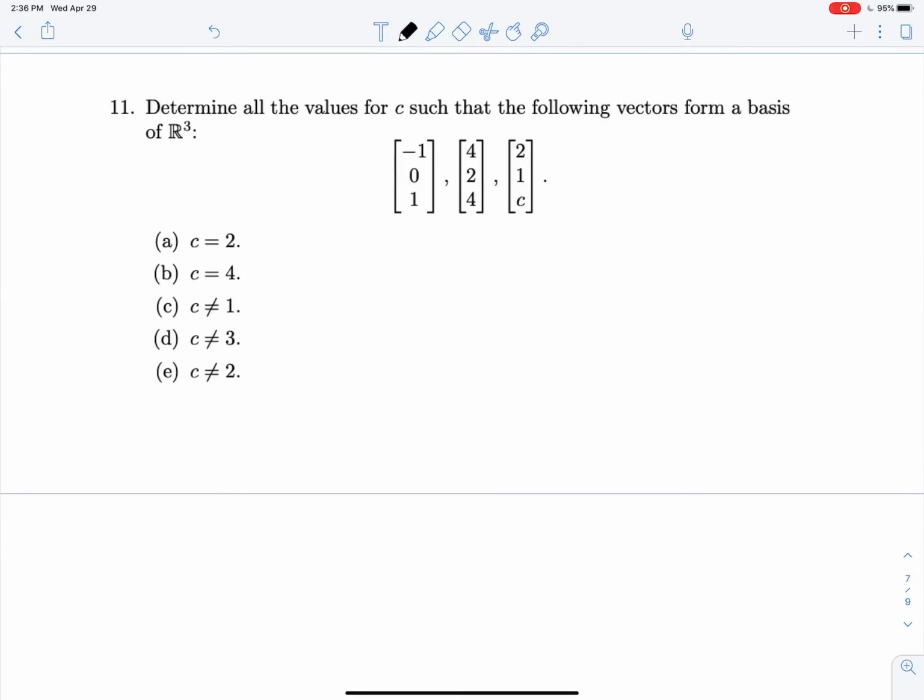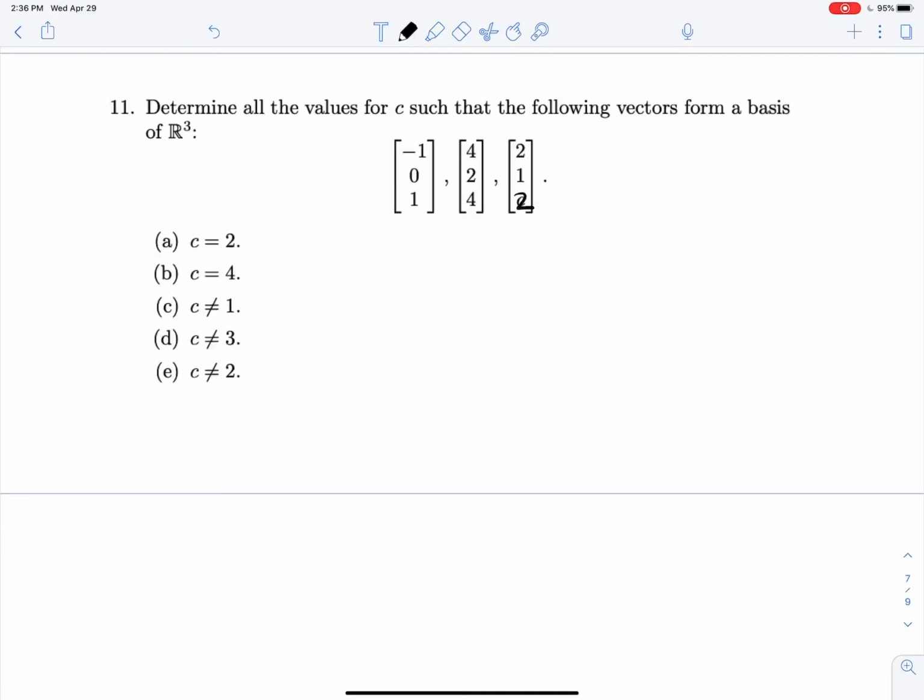11, determine all the values of C such that the following vectors form a basis for R3. Thank God we only have one C here. That's always a good sign. And this is another one we can just answer by inspection. So what if C is equal to 2?